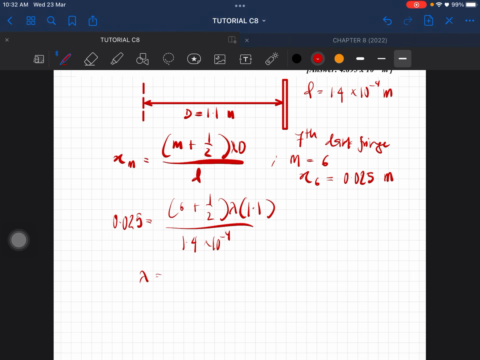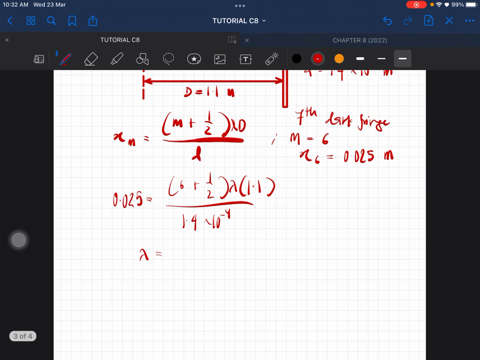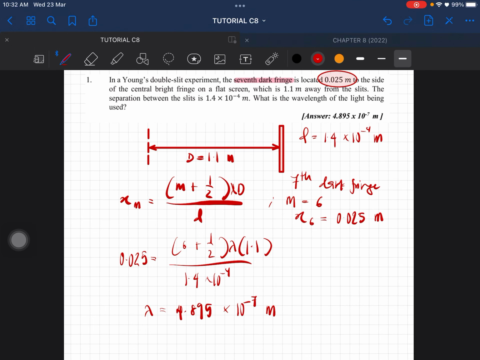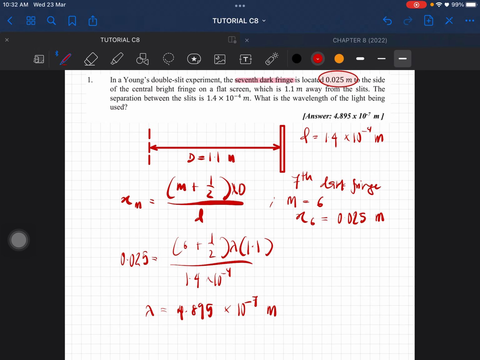So substitute this into here. We are looking for the wavelength, so rearrange that, and you should get 4.895 times 10 to the power of negative 7 meter as the answer. Alright, so that is the solution for question number 1.